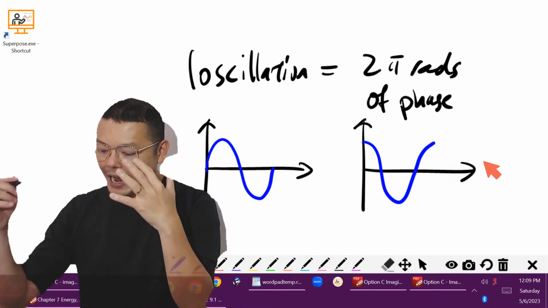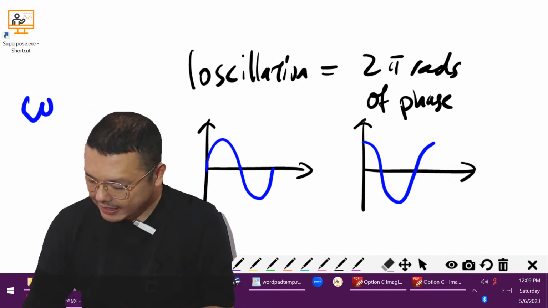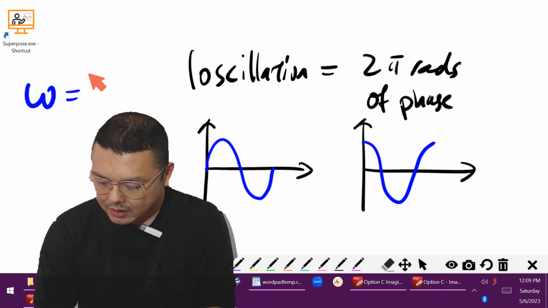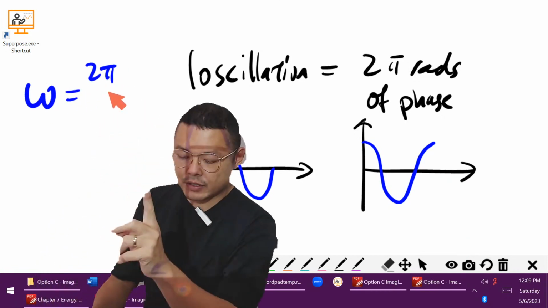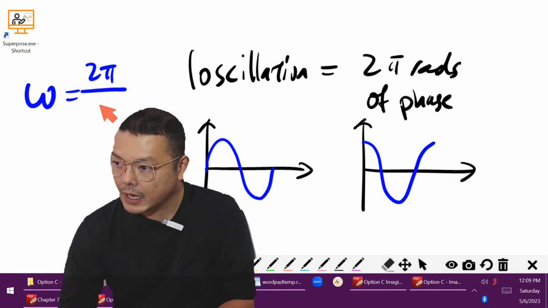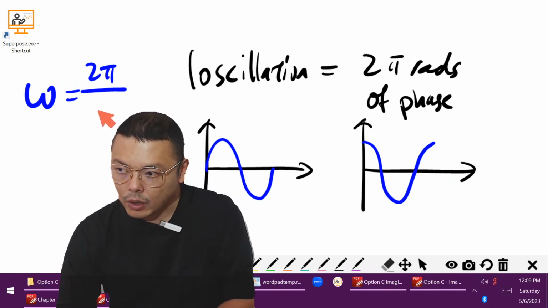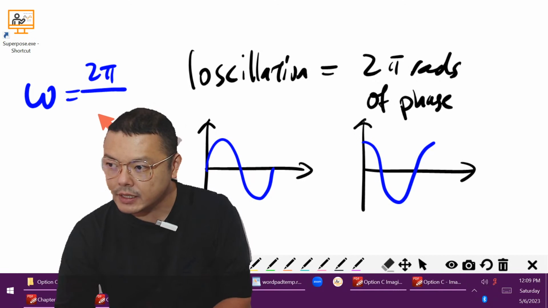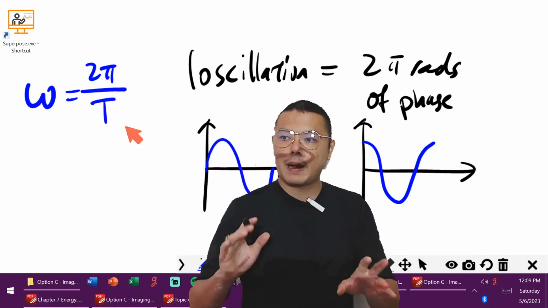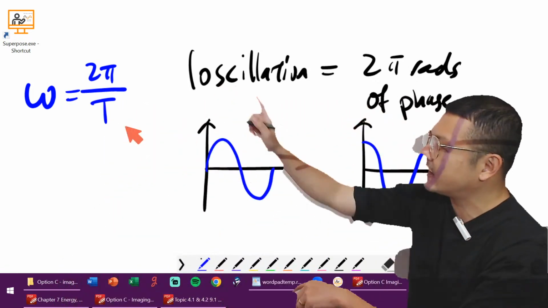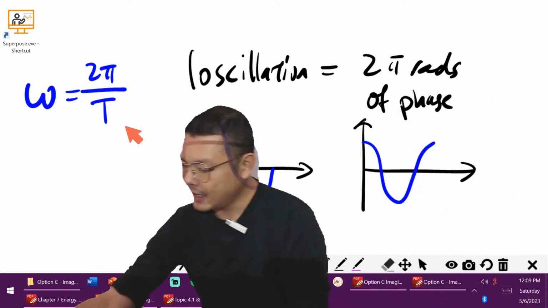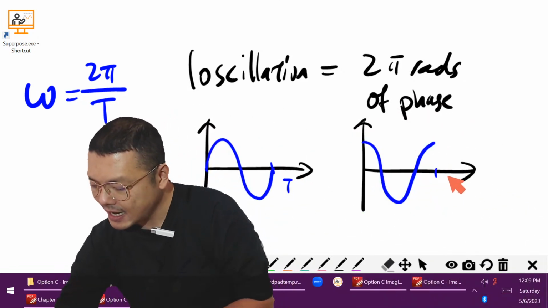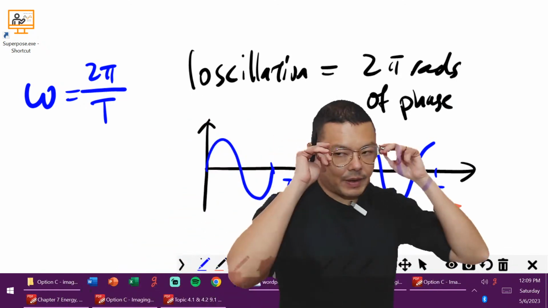So when we talk about angular frequency in this chapter, omega is basically 2 pi, that means one oscillation, divided by what? T. What T is this? Small t or big T? Big T, right? There you go. 2 pi radians is one oscillation, divided by one period, is your angular frequency. That means how many oscillations covered per unit time.